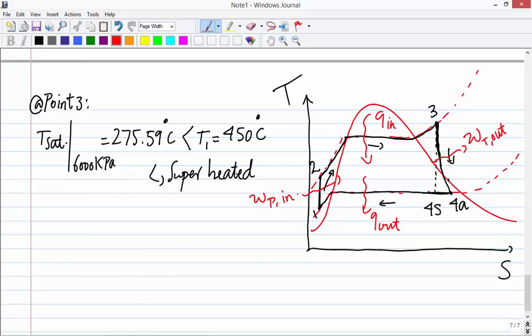And here pressure is 6,000 kPa on this curve, and here is 50 kPa. That's it. And it's superheated. I guess I've done all.